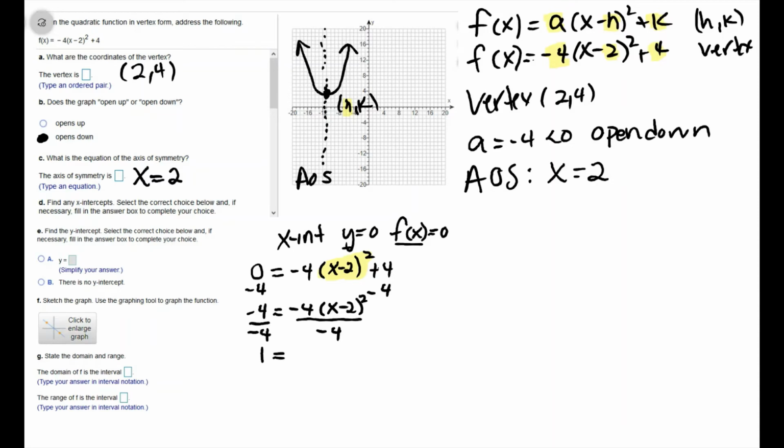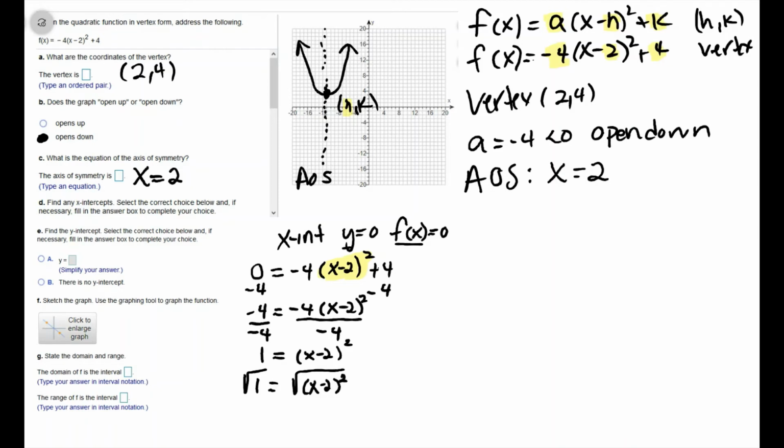That gives me 1 equals x minus 2 squared. So now I've isolated that square on one side of the equation, and the name of the method sort of gives it away. I called it the square root method, and we do the square root to get rid of the square. So we're going to square root on the left and square root on the right.